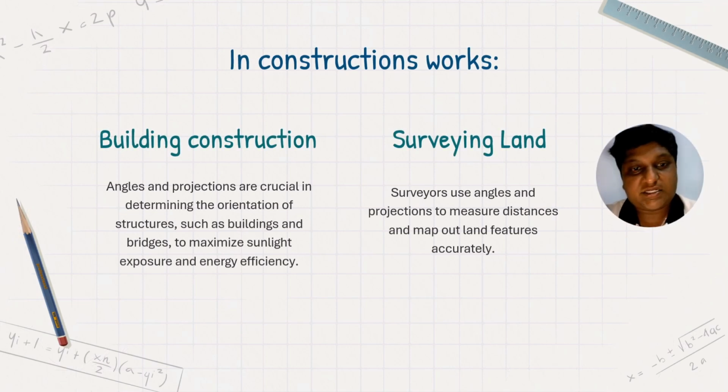First application is in construction works. Construction works are basically of two types: building construction and surveying land. In building construction, angles and projections are crucial in determining the orientation of structures such as buildings and bridges to maximize sunlight exposure and energy efficiency. And in surveying land, surveyors use angles and projections to measure distances and map out land features accurately.